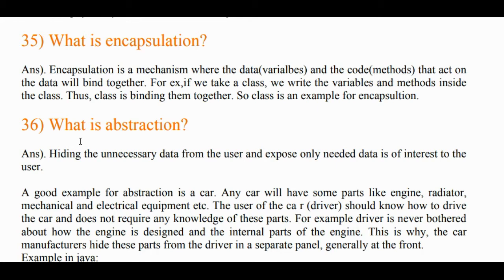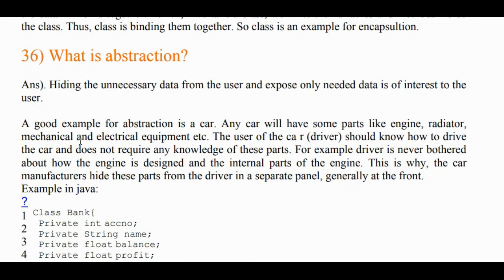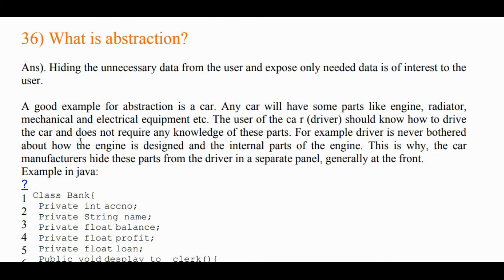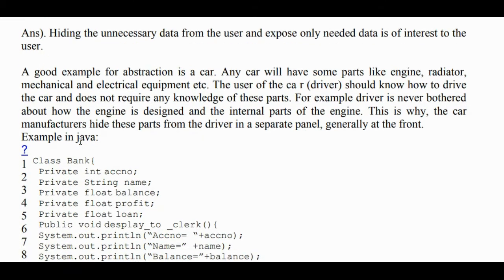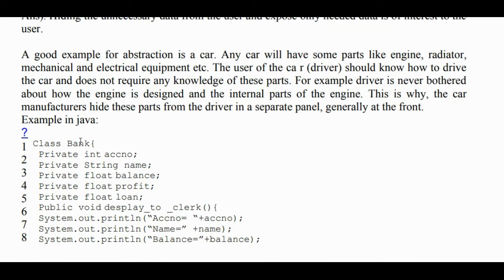What is abstraction? Hiding the unnecessary data from the user and exposing only the needed data is of interest to the user. A good example for abstraction is a car. Any car will have some parts like engine, radiator, mechanical and electrical equipment, etc. The user of the car, that means the driver, should know how to drive the car and does not require any knowledge of these parts. For example, the driver is never bothered about how the engine is designed and the internal parts of the engine. That is why the car manufacturer hides these parts from the driver in a separate panel, generally at the front.